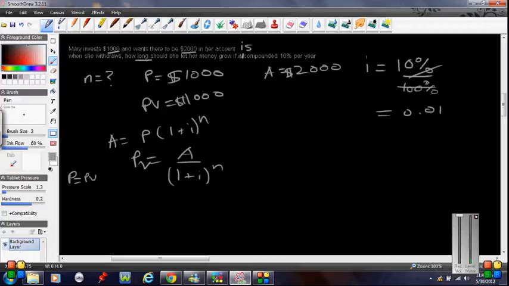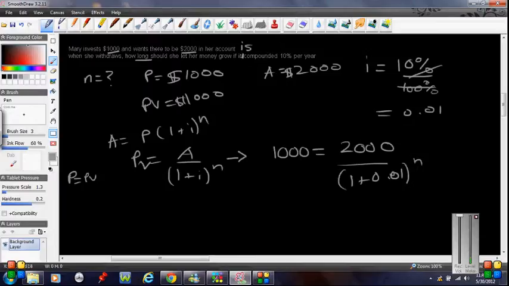So now let's sub in our numbers and variables and answer this question. I'm just going to draw an arrow showing that I'm working on it over here now, because I want these values up there as I plug them in. So present value is 1,000, and our amount is 2,000, and our interest is 0.01 to the power of n. Okay, so we don't know what n is right now.